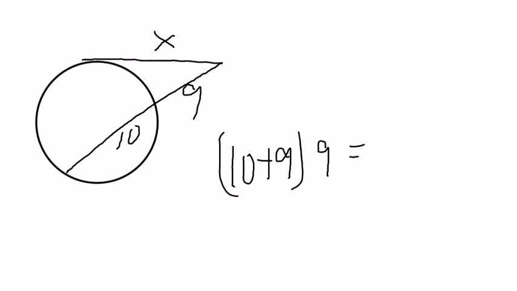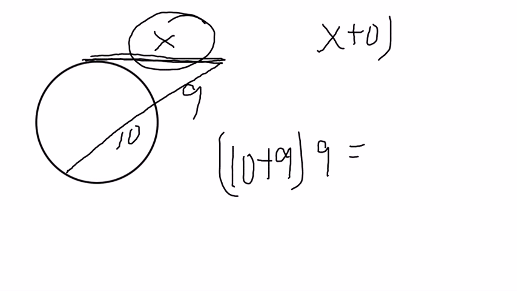And in this one, you just have one measurement because it's actually tangent, it doesn't intersect the circle. So it's kind of like doing x plus 0 times x. Okay, well, you're going to get x squared anyway. So when you see something like that, just square that number. So we're just trying to find x squared.